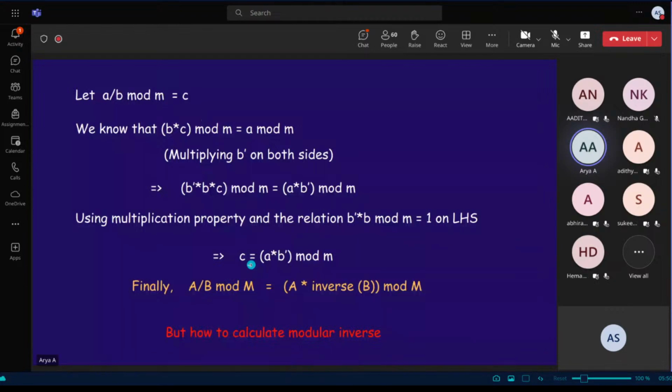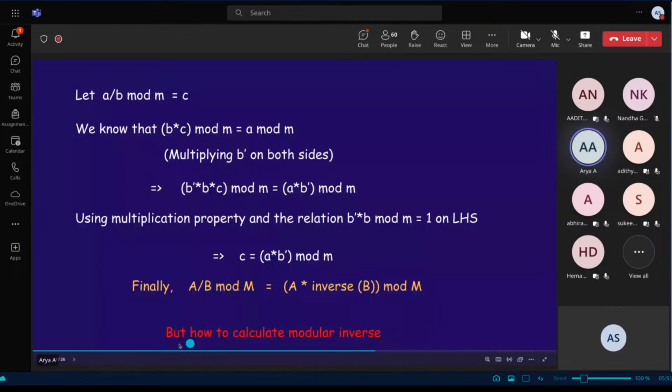So this is c, and we know that c is a by b mod m. Finally, we can say that a by b mod m is in fact a into inverse of b mod m. It's okay even if you forget this part, but this part is pretty important. a by b mod m is a into inverse of b mod m. This is the formula for modular division. This is what we always do.